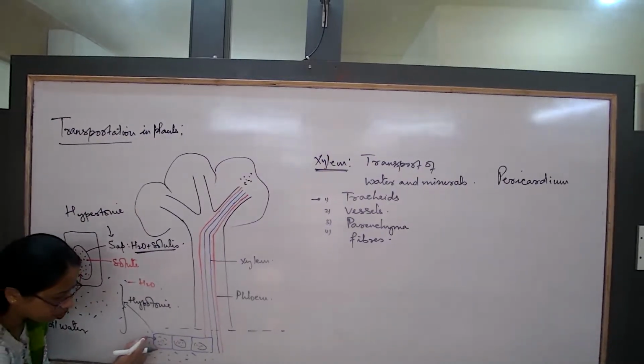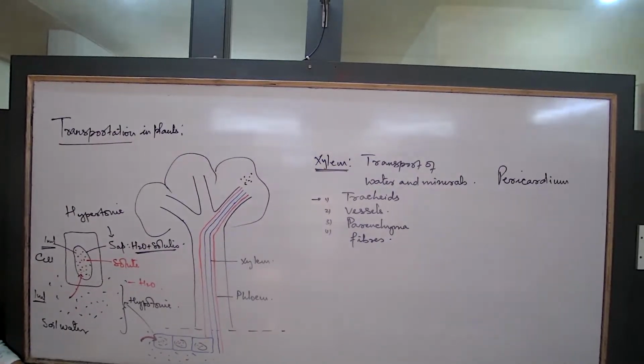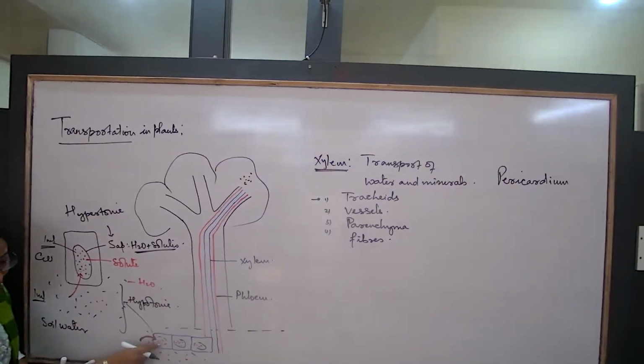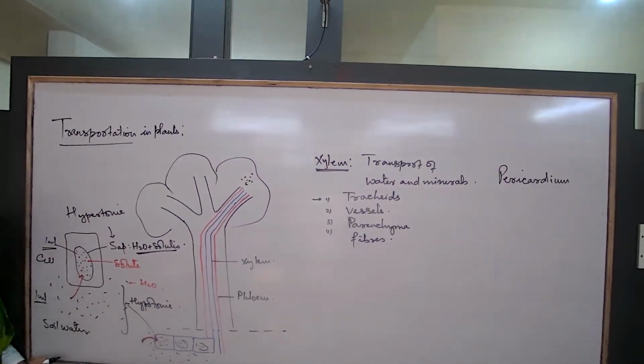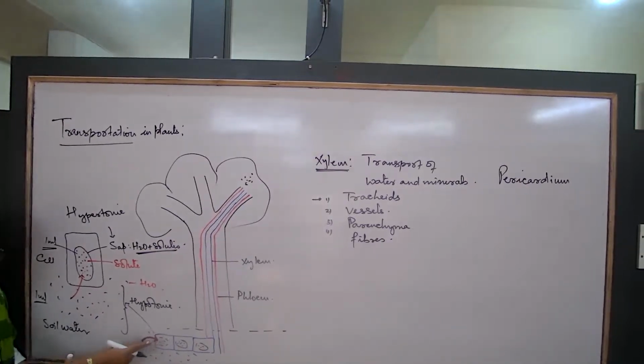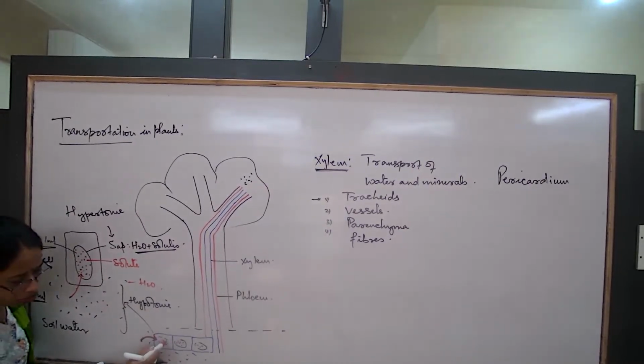Yes, this is the process, because the cell sap is always concentrated as compared to the soil water. So the tendency of the water molecule will always be to enter the cell, not to come out from the cell, because this is a hypertonic concentrated medium and this is a dilute medium. That is one reason. But now when the water is filled up here, next, the water will go to the next cell.